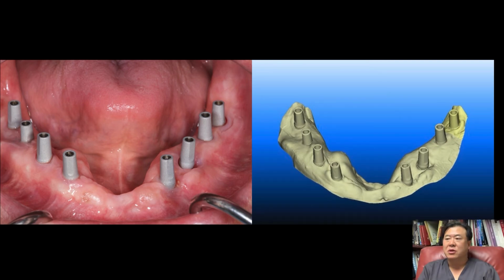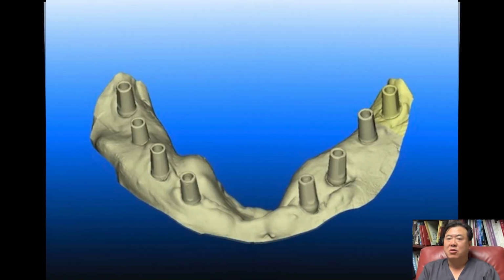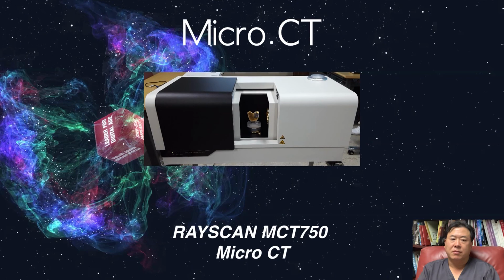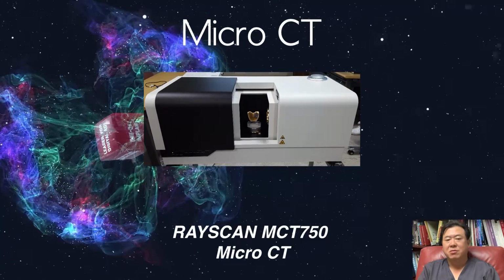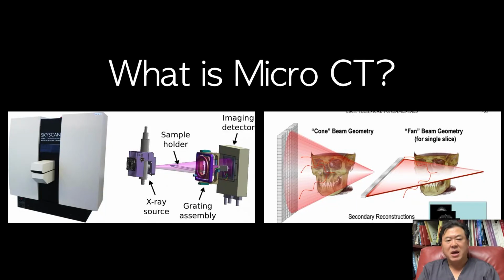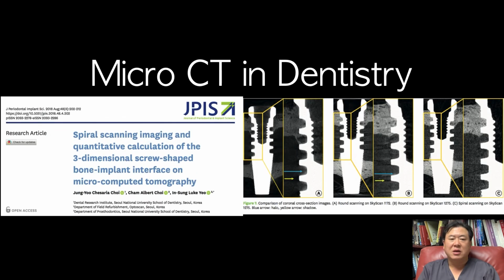Because if you do, you will end up having this kind of a distortion, and the result will be open margin or ill-fitting prosthesis. For extensive restorative case, I use micro CT scanner. Basically, micro CT scan has exactly same feature as clinical CBCT. The difference is that it uses much higher kVp and its sensor has much higher resolution. In dentistry, micro CT scan has been used for research purpose only.